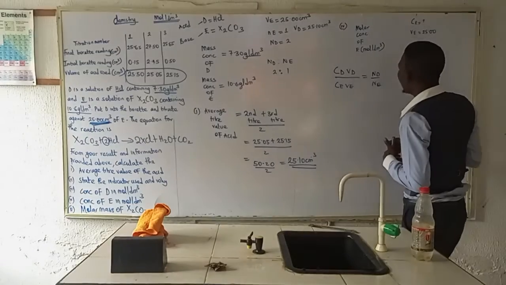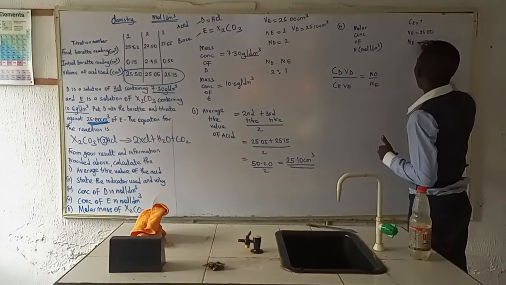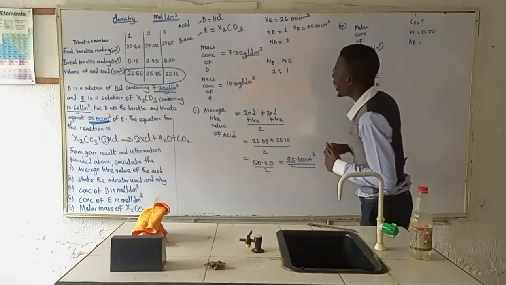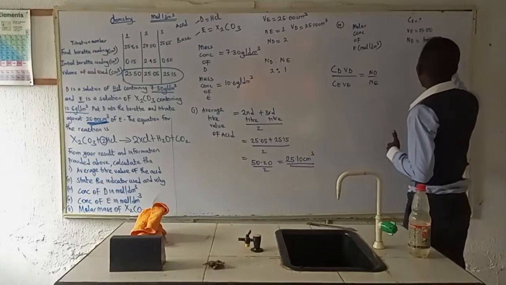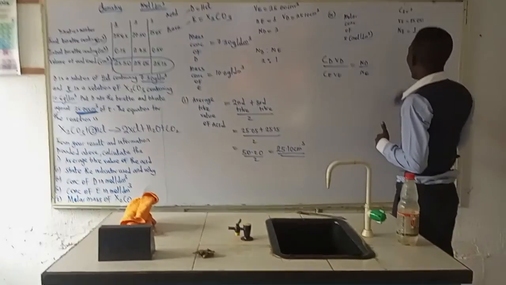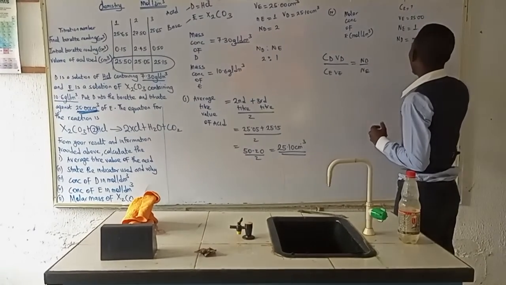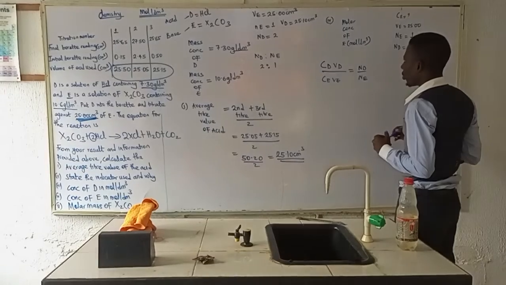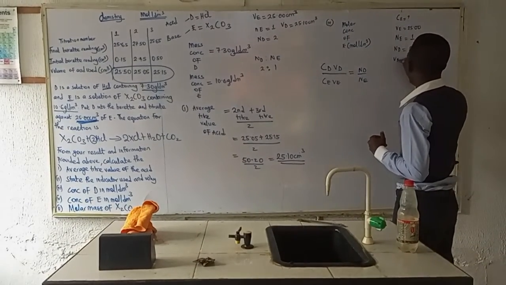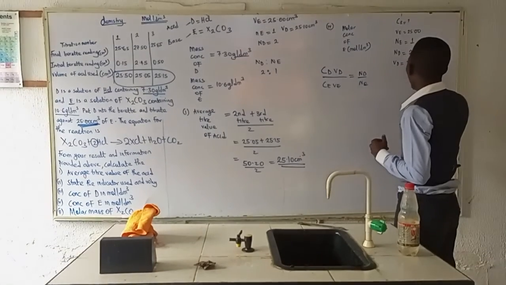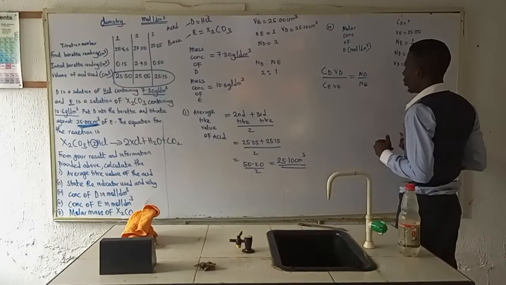Number of moles of D has been provided, number of moles of E has been provided in the question. From the equation of reaction, we get the number of moles of E, which happens to be 1. The number of moles of D can also be gotten from the equation of reaction, which happens to be 2. Volume of D is our average titre value, which happens to be 25.10 cm³.